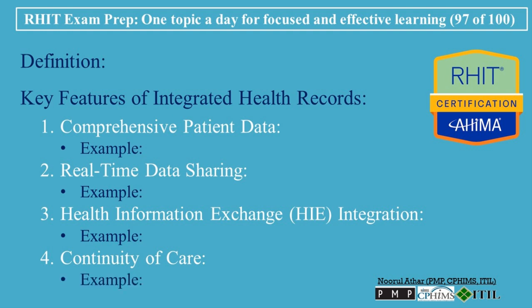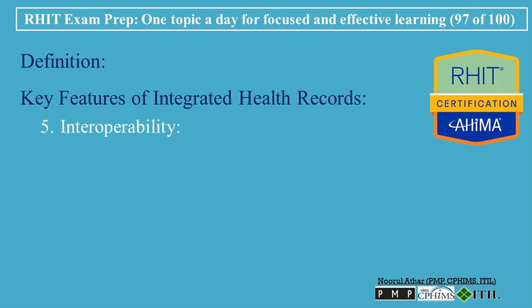home health services. Example: a patient's integrated health record includes information from their primary care provider, cardiologist, and physical therapist, providing a complete picture of their ongoing heart condition management and rehabilitation.